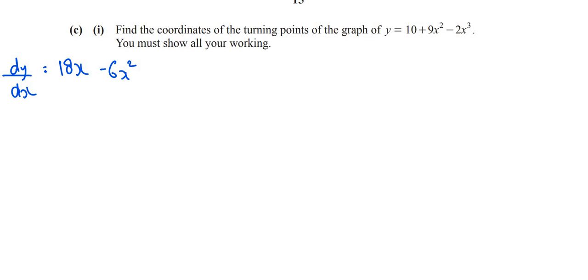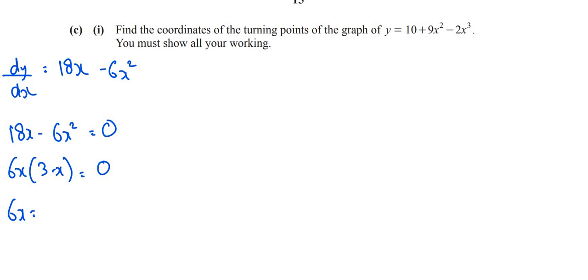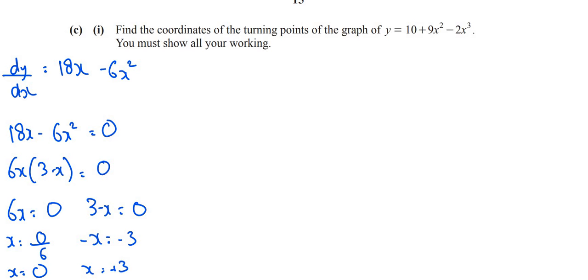So basically at turning point, dy over dx or gradient is equal to 0, which means 18x minus 6x square is equal to 0. Take 6x as common, this becomes 6x(3 minus x) is equal to 0. So 6x is equal to 0 and 3 minus x is equal to 0. So over here x is equal to 0 divided by 6, x is equal to 0, and 3 minus x is equal to 0, minus x is equal to minus 3, x is equal to positive 3.